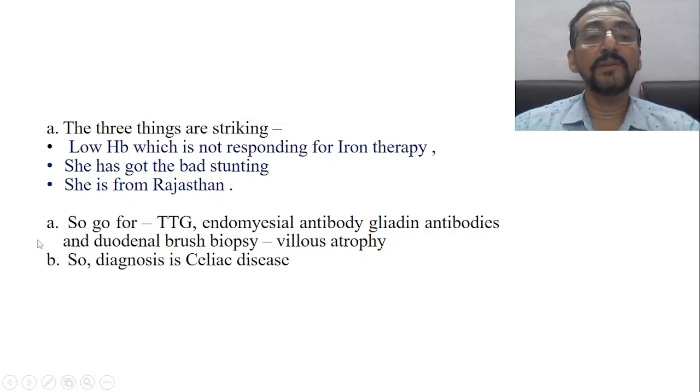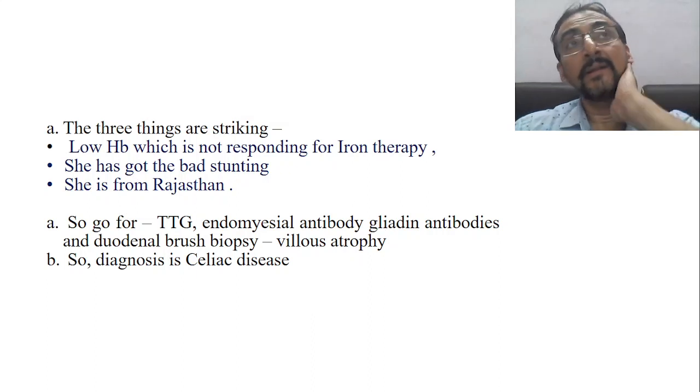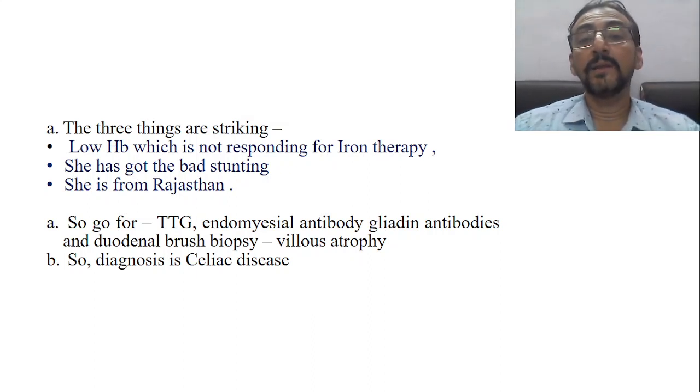Number 1 is there is low HB which is not responding to iron therapy. Number 2 is she has stunting and chronic onset, and she is from Rajasthan. So what you have to do now is, as you told very well, this may be a case of celiac disease. Because all the 3 things are matching, you go for TTG, endomysial antibody, gliadin antibodies, and duodenal biopsy. These are the benchmark investigations that you have to go for. So actually this is a case of celiac disease, with chronic malnutrition and also stunting.